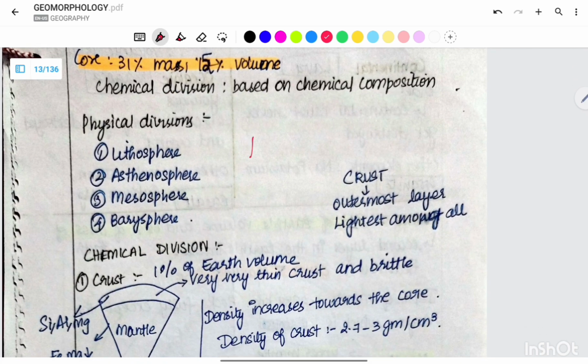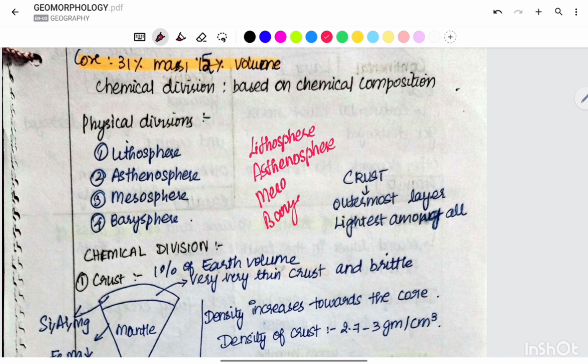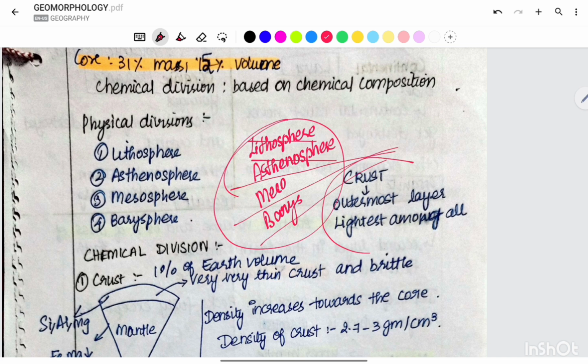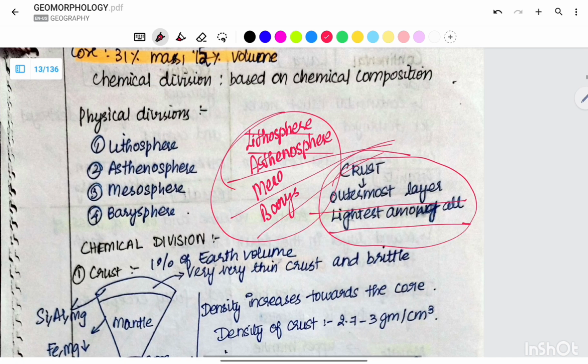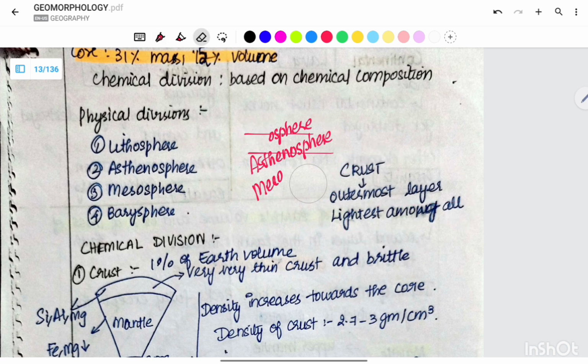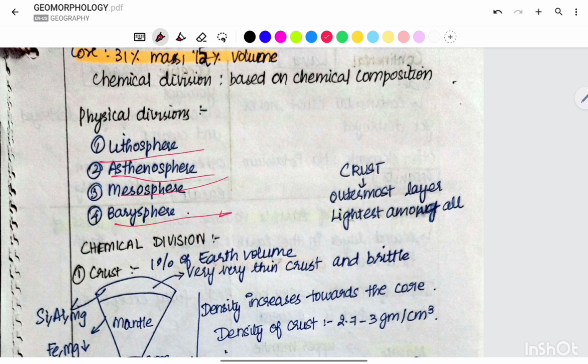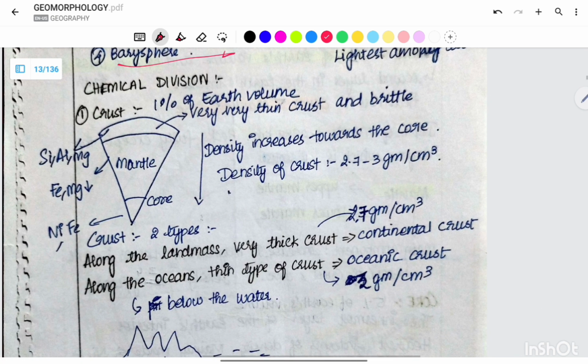For physical division, we are going for the lithosphere, asthenosphere, then mesosphere, barysphere. Lithosphere, asthenosphere, mesosphere, and then we have the barysphere. Crust is the outermost layer and it is the lightest among all. Right. For physical division, we are going for the lithosphere, asthenosphere, mesosphere, barysphere. Now in the chemical division, we have the crust.